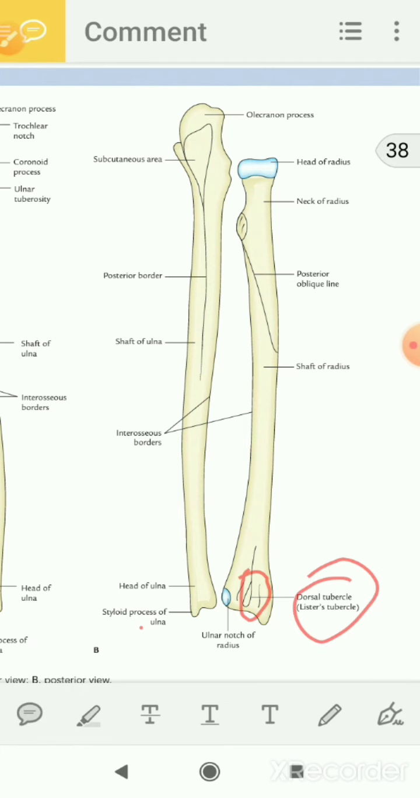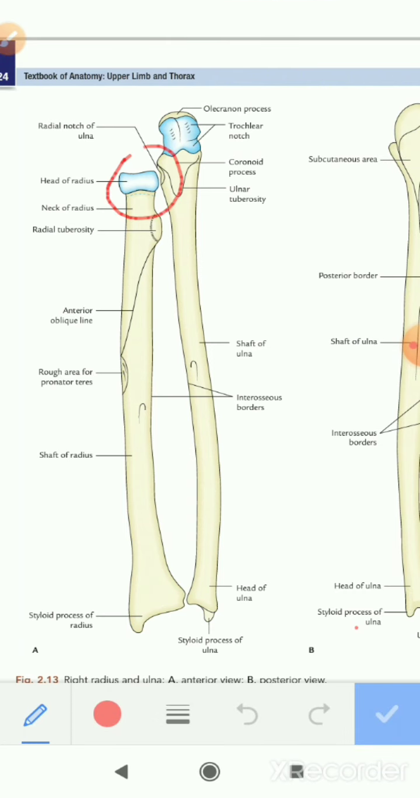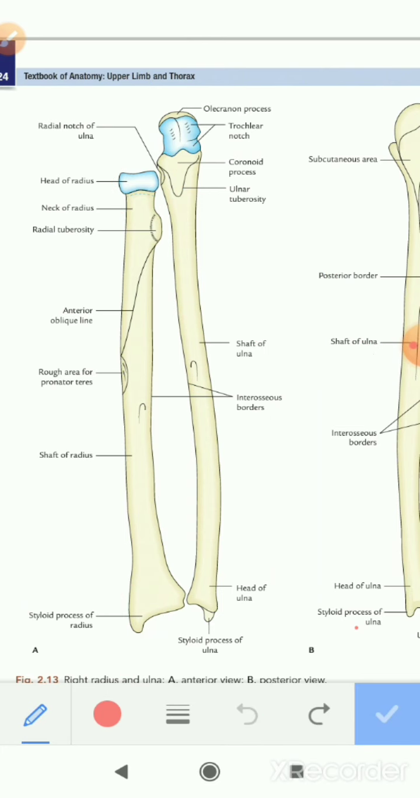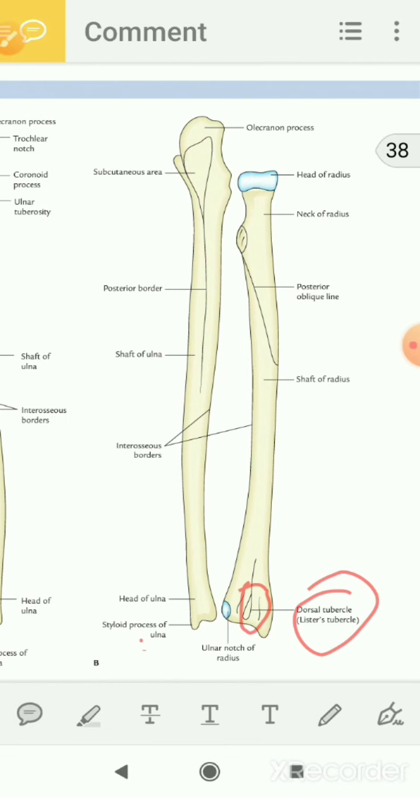So what are the anatomical points? Number 1, the head is disc shaped, it is directed upwards. The medial sharp border is directed medially, and the styloid process is directed laterally, and the posterior lower end contains the Lister tubercle, which is directed posteriorly.